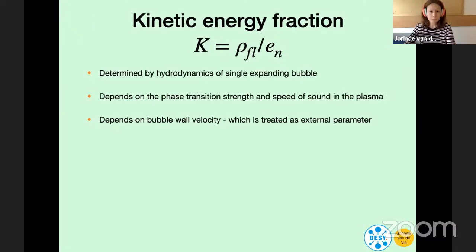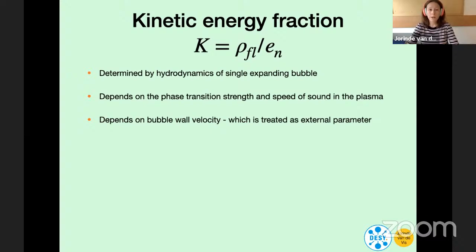So what is K? It's the ratio of the kinetic energy in the plasma divided by the energy density that was available at the onset of the phase transition, so at the nucleation temperature. You can determine this quantity by solving the hydrodynamic equations of a single expanding bubble. This is much simpler than solving the hydrodynamic equations for all of these bubbles.